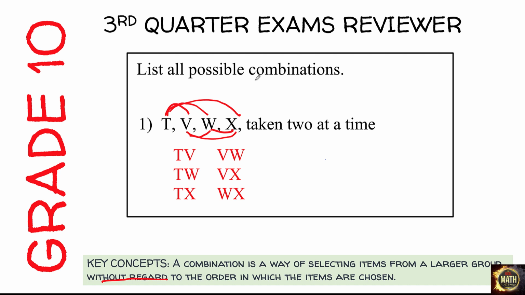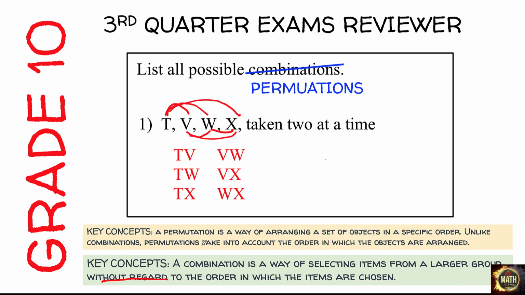Ngayon po, kung papalitan natin itong word combination ng permutation, ito po ang key concept ng permutation. It is also a way of arranging a set of objects in a specific order, and unlike combinations, permutation takes into account the order in which the objects are arranged. Ibig sabihin po niyan, itong TV, kung sa combination, counted lang na pareho ng VT, sa permutation po, itong VT at saka TV, they are counted as 2 separate permutations.